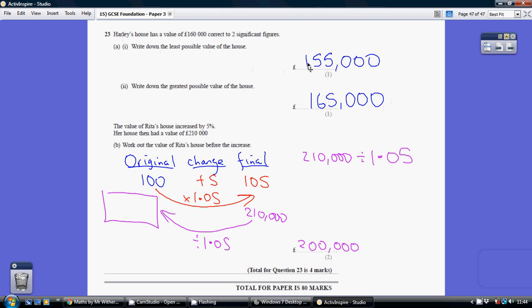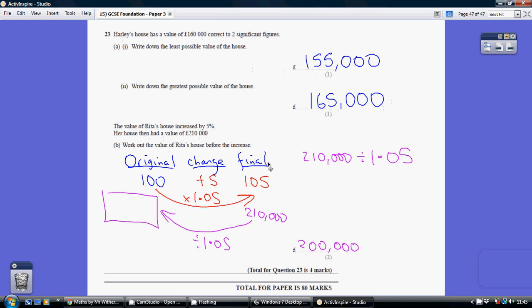So just so we're clear again, if you were asked to round either of these numbers to two significant figures, you would get 160,000. Now for part B, we're told Rita's house increased by 5%. Her house then had a value of 210,000. Work out the value of Rita's house before the increase.